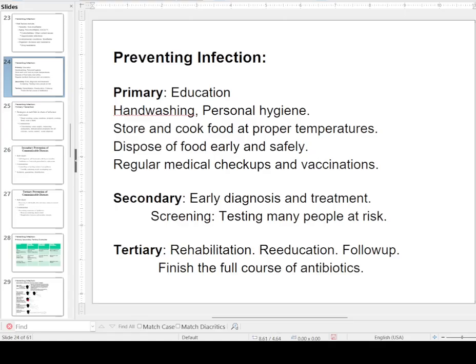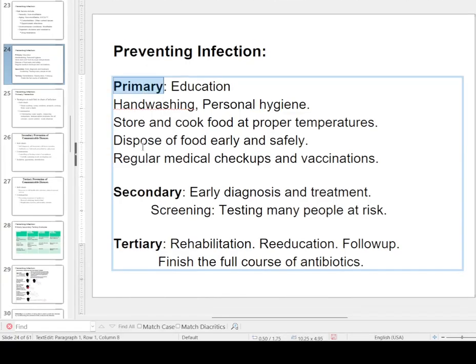Prevention is the best way to deal with an infection. Don't get sick in the first place. But then there's three kinds of prevention: primary, secondary, tertiary. These terms are used by a lot of places to mean a lot of different things. In this context, primary means the first line, secondary means the second line, tertiary means the third line. So primary prevention is don't get sick in the first place. Wash your hands, personal hygiene in general, all of this other stuff. You can pause and read it.